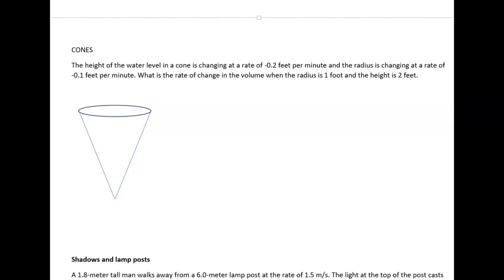Oops, sorry. We have our picture already. So let's identify some things here. Here's our radius. Pretend that's a straight line as always. And there's our height. We're looking for the rate of change in the volume. So we need the volume for a cone. Perhaps you haven't thought about this since you took geometry, but the volume of a cone is 1/3 pi r squared h. It's essentially a third of the volume of a cylinder.